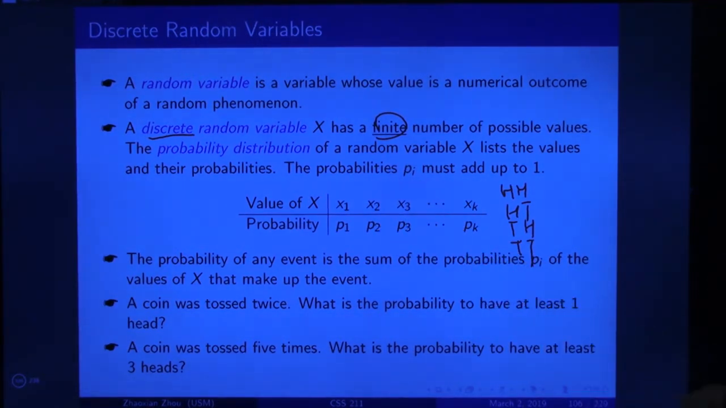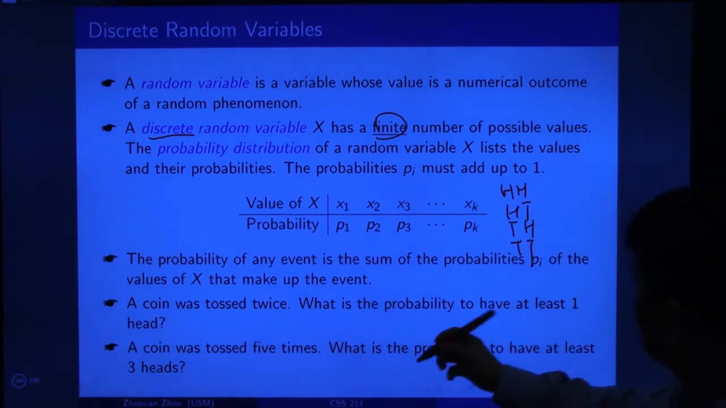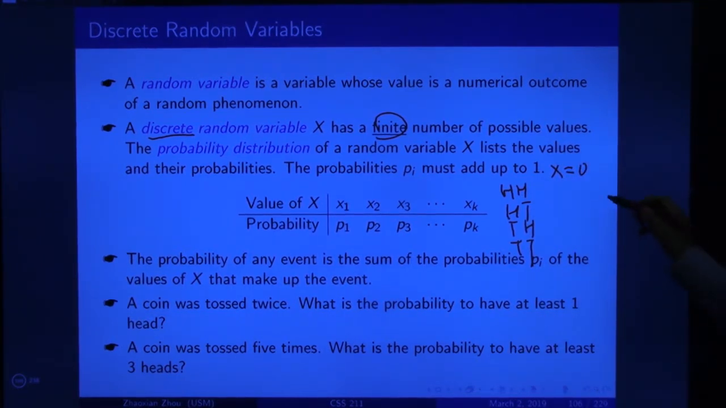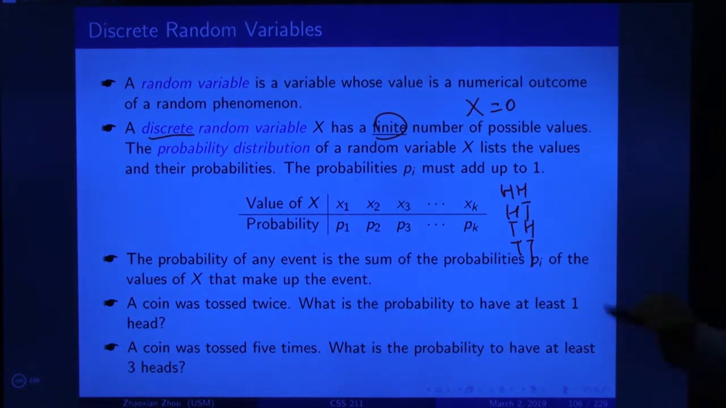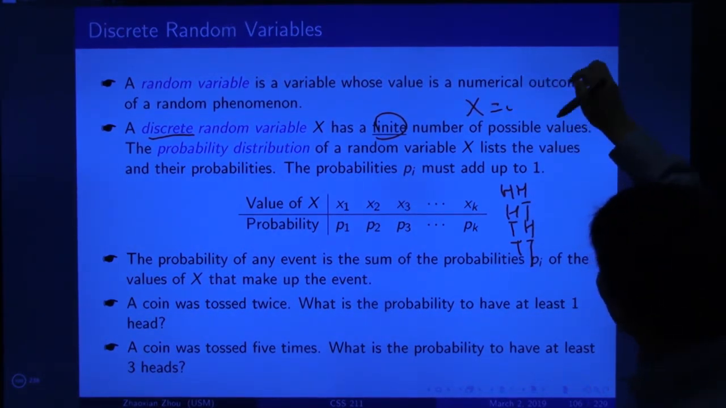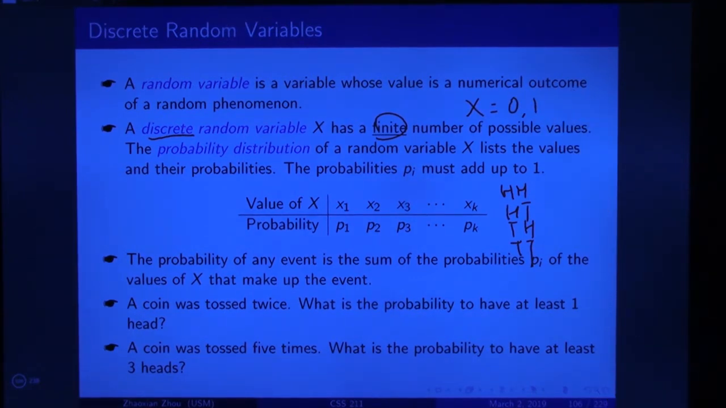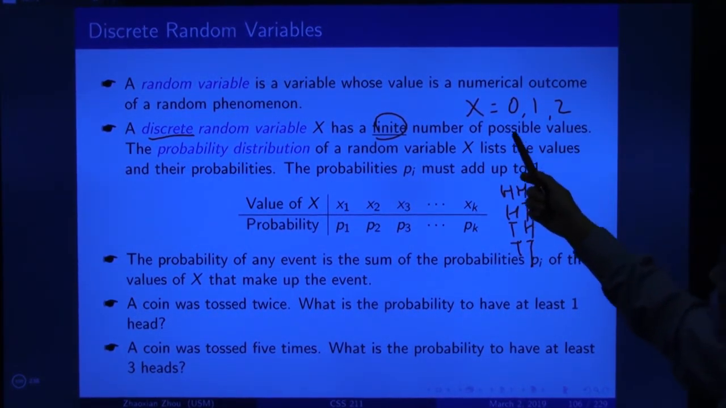Now, this is a discrete random variable. The x is the number of heads. So x can be equal to 0, which means no head, can be equal to 1, which means only one head, maybe this one or maybe this one, and 2 means 2 heads. We don't have any other possible values. So this is a discrete random variable. We have a finite number of possible values, only 3.